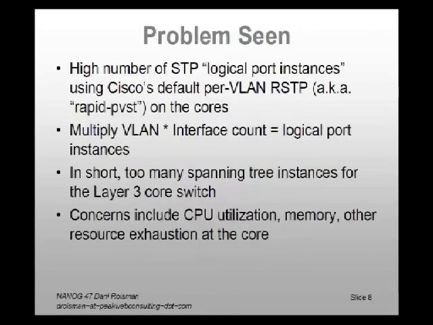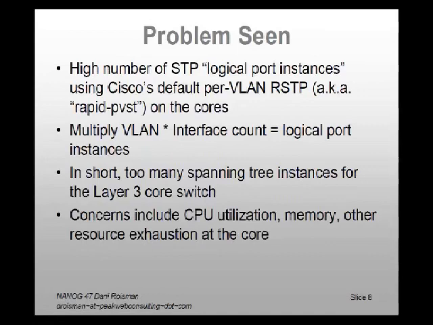The problem we saw was we had a high number of spanning tree what Cisco calls logical port instances. We were running Cisco here, and their default is per VLAN spanning tree. In this case, it was RSTP, so it's called rapid PVST in the config. What you do is you multiply the number of VLANs by the number of interfaces that are actually live, and you get a number of logical port instances. We were 8,000 on the switch. The recommendation was not to exceed 6,000, and every time you added a new port or VLAN, you got a little syslog message saying you exceeded the recommended maximum.